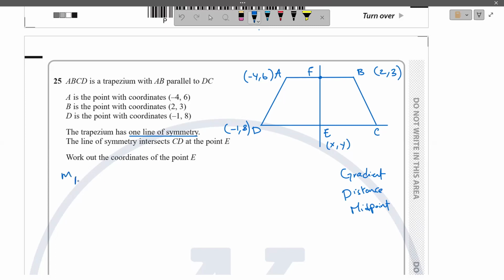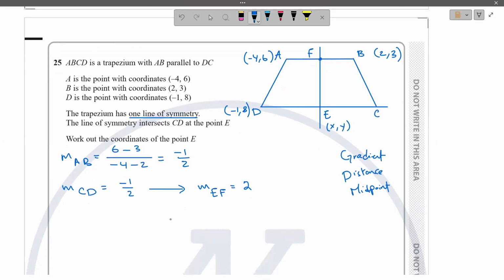So let's start with the gradient of AB, which is equal to 6 minus 3 over -4 minus 2, which is equal to -1 over 2. So we have the gradient of CD, which is the same gradient, -1 over 2. And we can get the gradient of EF, which is negative the reciprocal of this gradient, which is 2.